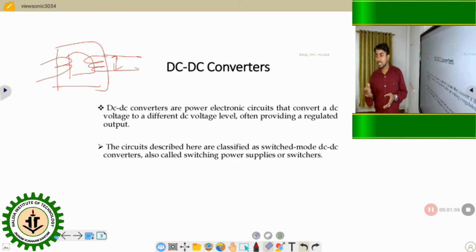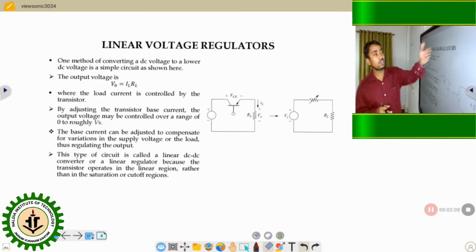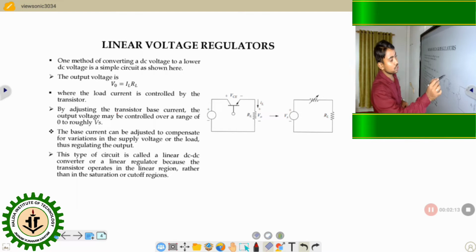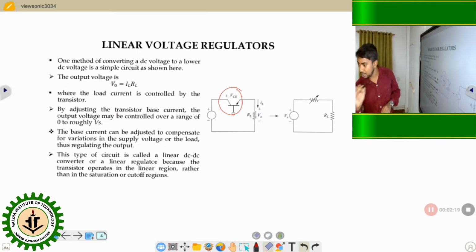By using these regions, we can classify converters into two types. One is called the linear regulator and the other is called the switch mode DC-DC converter. Linear, or active region, means the linear voltage regulator, where we use a power electronic switch that must operate in the active region, also called the linear region. By only using this switch, we can control the output voltage.